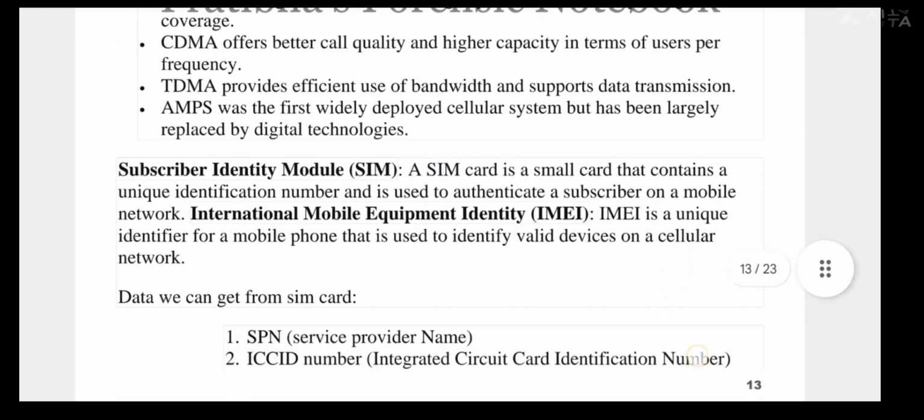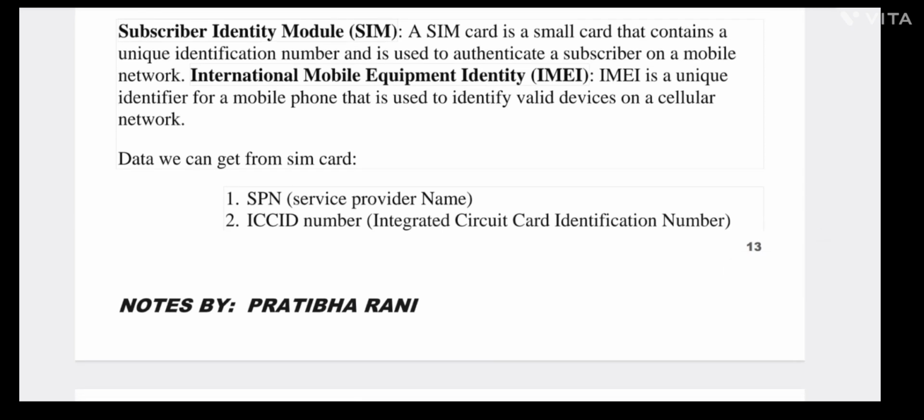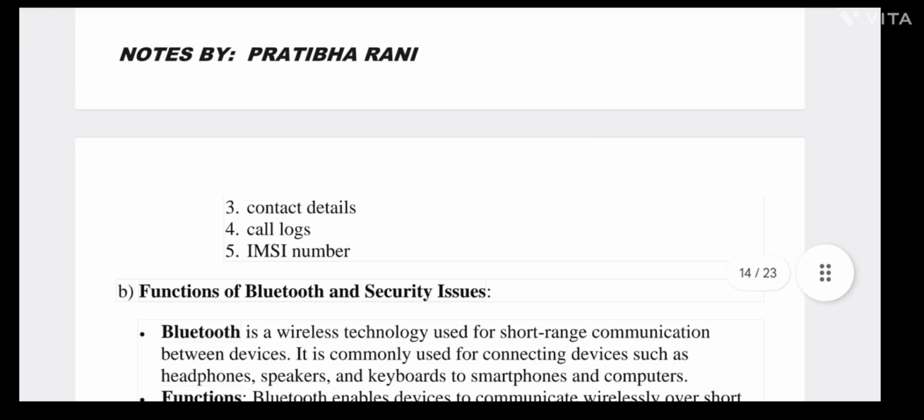Then about the SIM. What is the full form of SIM? SIM is subscriber identity module, and it is a small card which has a unique identification number, and it is used to authenticate a subscriber on a mobile network. And guys, by mistake I have written IMEI here. IMEI is a number we can get in mobile phones, not in the SIM. In the SIM we only get the IMSI number, that is International Mobile Subscriber Identity.